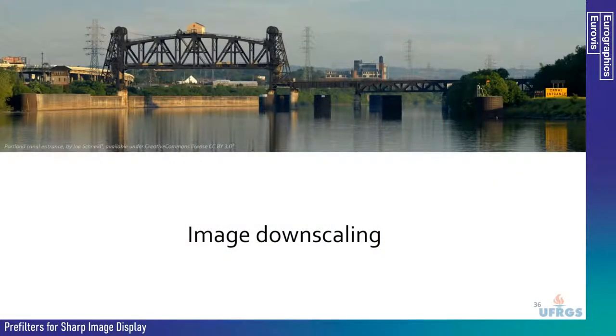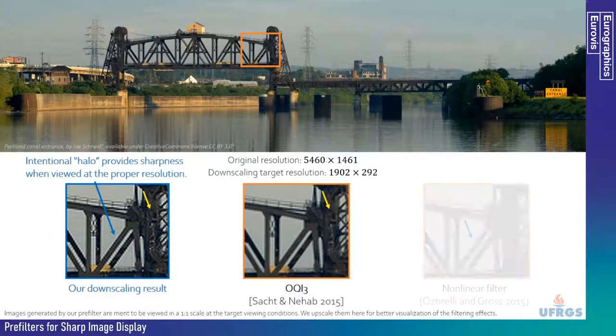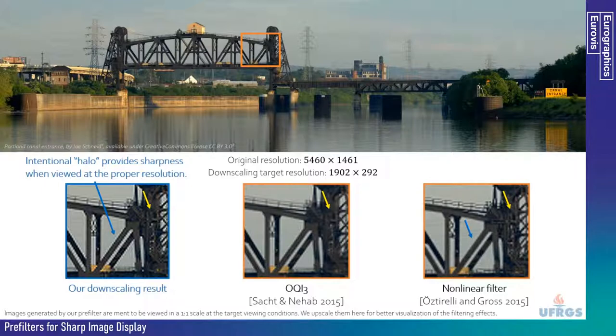For image downscaling, we recall that our examples are meant to be viewed in the original resolution at the target viewing conditions. We upscale them here for better visualization of the filtering effects. Our prefilter on the left is able to generate a sharper and more detailed result. In particular, the intentional halo around edges provides sharpness when the image is viewed at the proper resolution and distance. Existing nonlinear filters are also able to produce detailed results, but lack this enhancing halo effect. Furthermore, they are also more prone to aliasing.